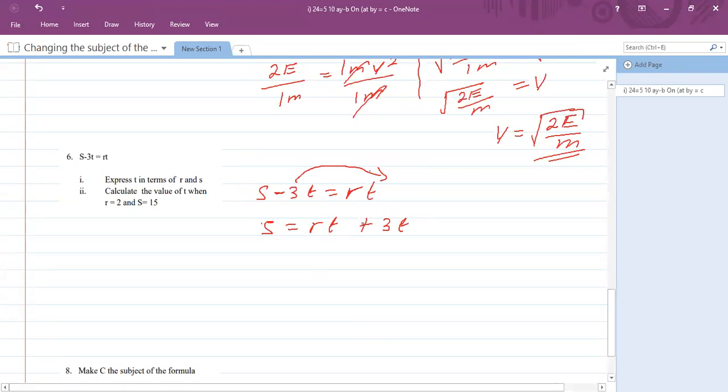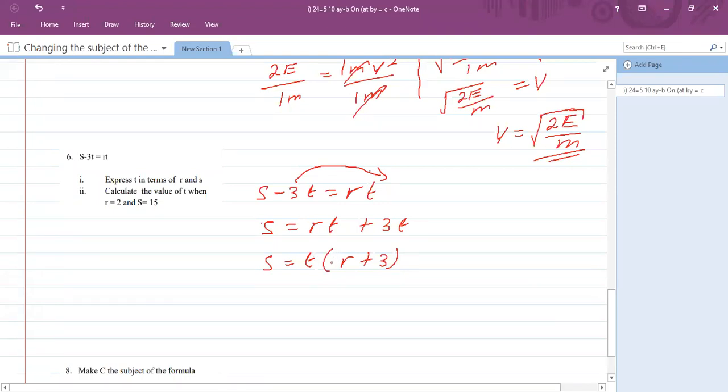Then what will I do next now? What will I do next? If I have T and T, we find the common factor. So S is equal to T, open bracket, R plus 3. Yes, we are reaching somewhere now.